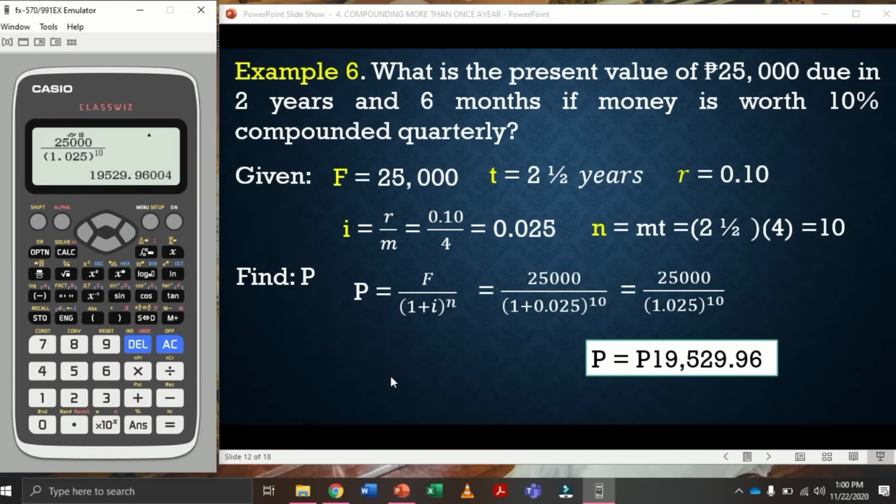Sa susunod na video lesson, paano naman kapag ang hahanapin is yung time. So, kung ang hinahanap naman is yung time saka yung rate. So, yan yung susunod na video lesson natin.